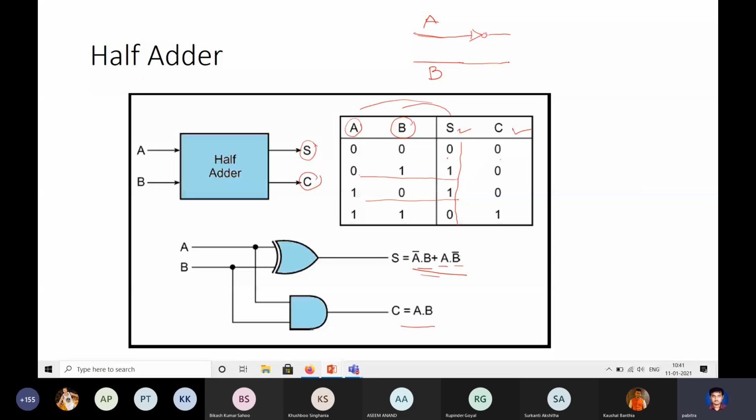So this is the first term. This is A, not B. And similarly, you have a second term. You put a NOT gate, put an AND gate here. This is A, B bar. And then you put an OR gate. And you get S. And C you get simply by putting an AND gate. This is C.